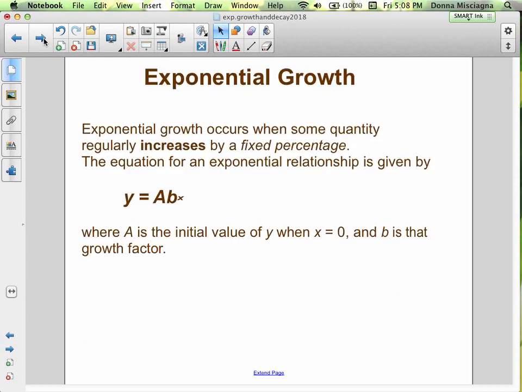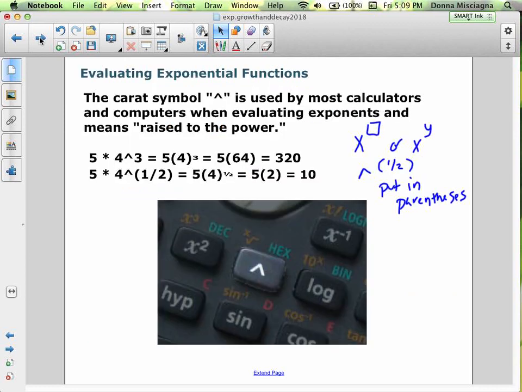Exponential growth occurs when some quantity regularly increases by a fixed percentage. The equation for an exponential relationship is given by y equals ab to the x power. So a is the initial value when x is 0, and b is our growth factor. So when no time goes by, we have the starting population. Otherwise, it can't grow.